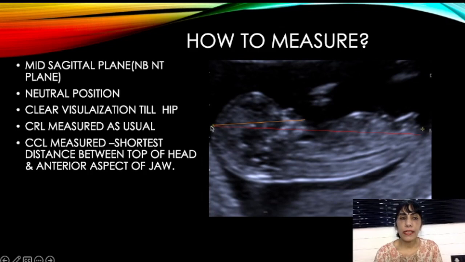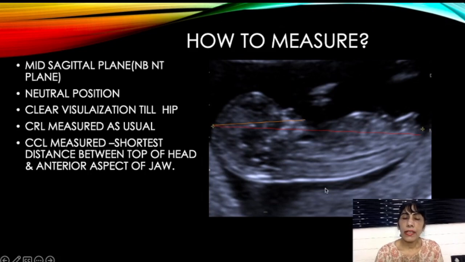Now for the crown chin length, you start again from the same point where you started the crown rump length, the highest point on the head, and then go to the anterior most point of the chin. Sometimes you may be confused about which is the anterior most. Just remember, if you are taking two measurements, take the shorter of the two, and that would give you the crown chin length. Most machines will not tell you the ratio, so you will have to calculate the ratio manually after taking the two measurements.